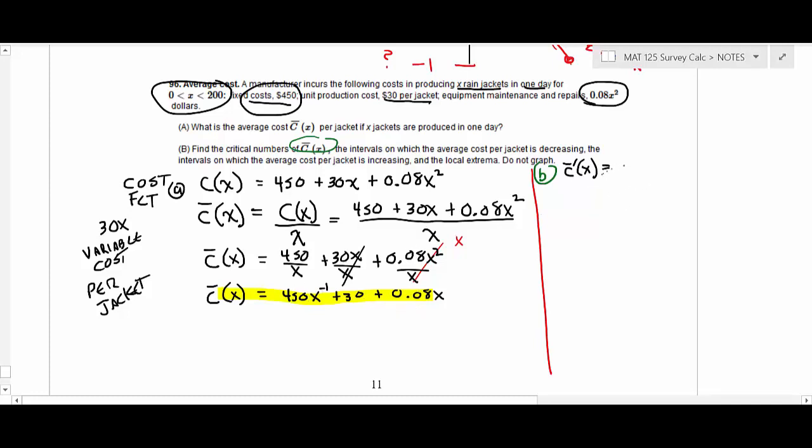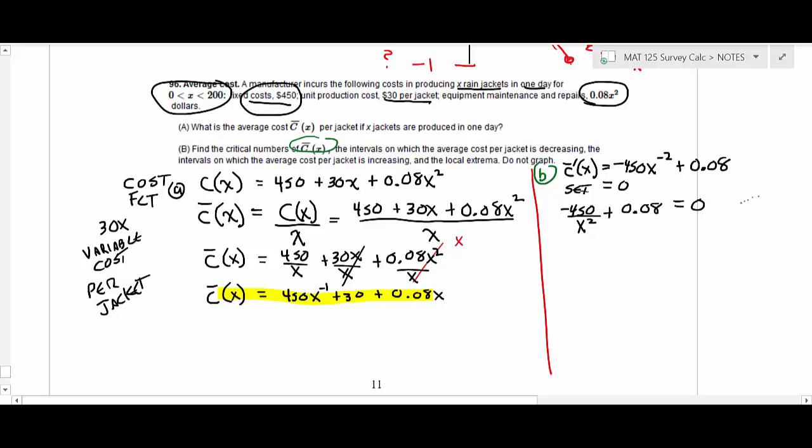So that's negative 450x to the negative 2. That goes to 0. And then the derivative of 0.08x is 0.08. So that is the derivative of that function. That's the marginal average cost. Okay, you want to go ahead and set this derivative equal to 0. So let's write this derivative as negative 450 over x squared plus 0.08 and set that equal to 0.